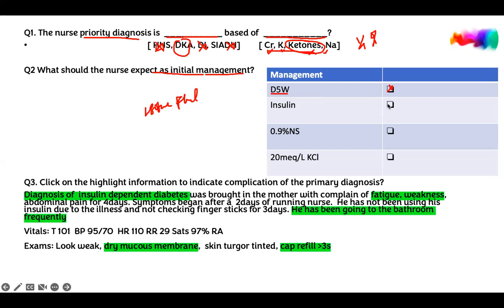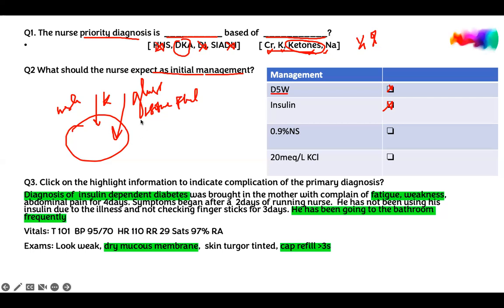Insulin, no. If you give them insulin first, this is the problem. Insulin is the only thing that moves potassium and glucose inside the cell. These people are lacking insulin, therefore their glucose is high and their potassium is also high. When you give them insulin initially, it will move the glucose and potassium inside the cell, but this is going to worsen the already existing problem.